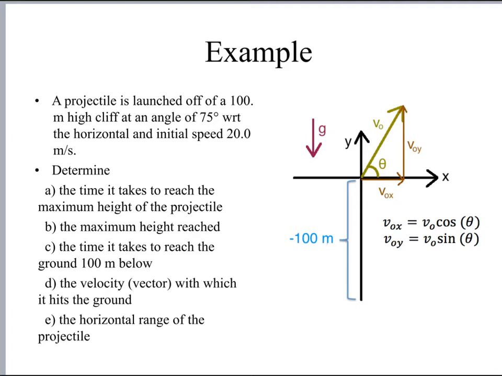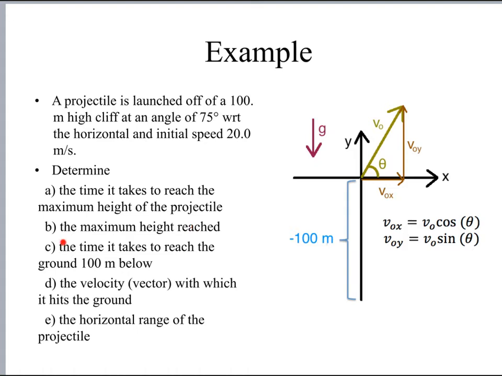As I said before, this problem has many parts. We want to find the time it takes to reach the maximum height of the projectile, that is the maximum height of the motion. We want to find what the actual maximum height is. So in part A, we want to find how long it takes to reach the maximum height. In part B, we want to find out what the maximum height is.